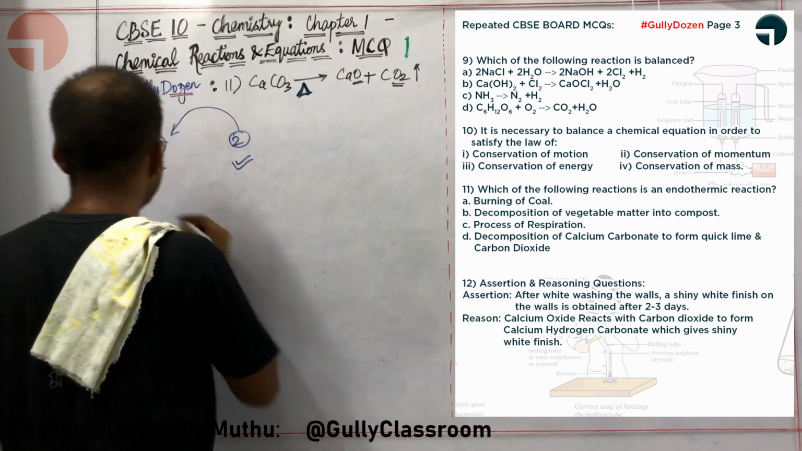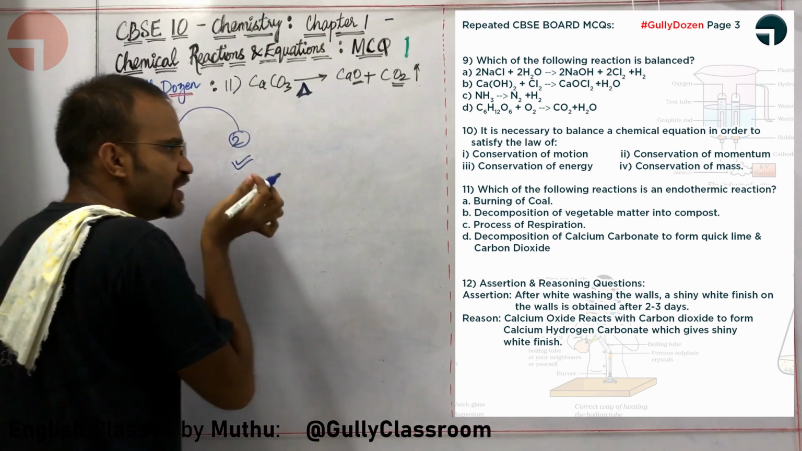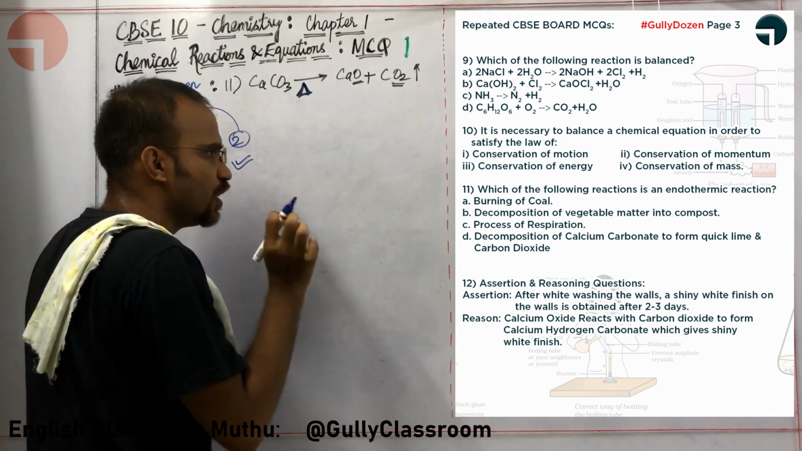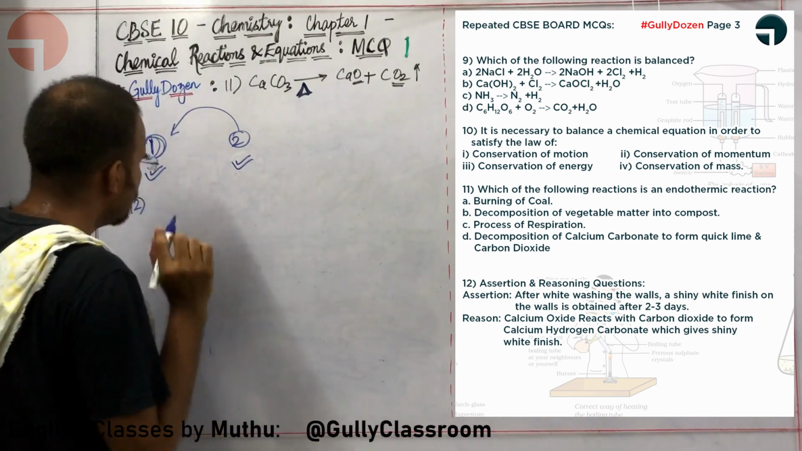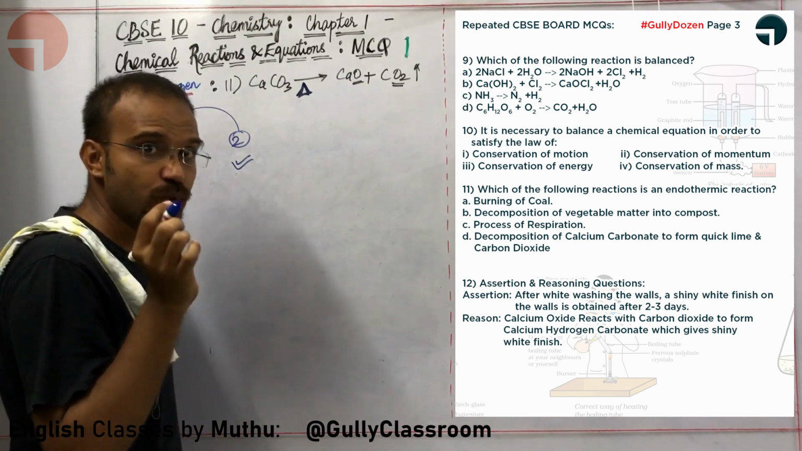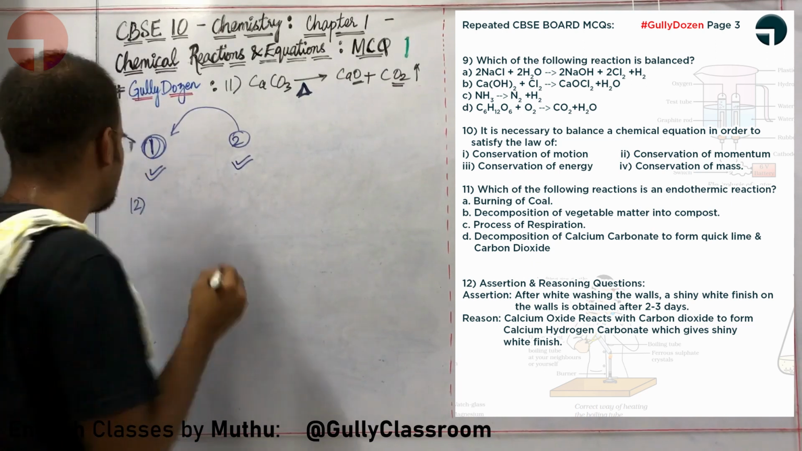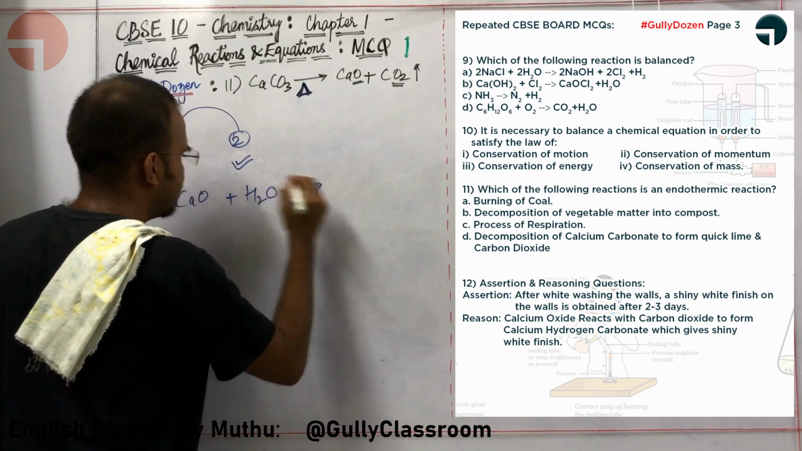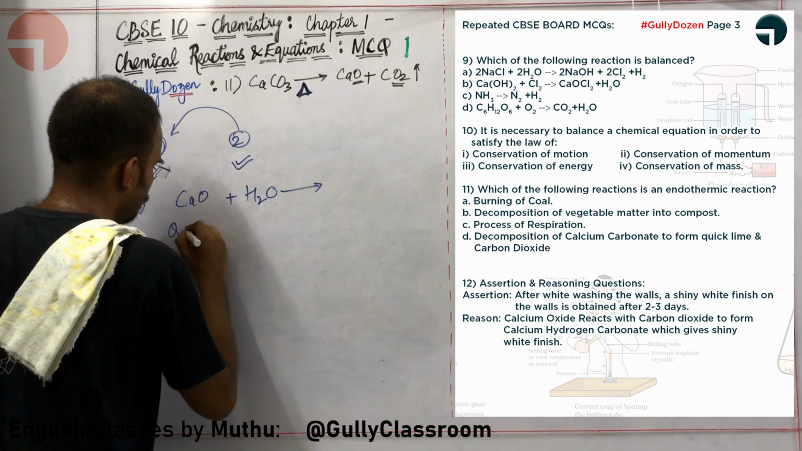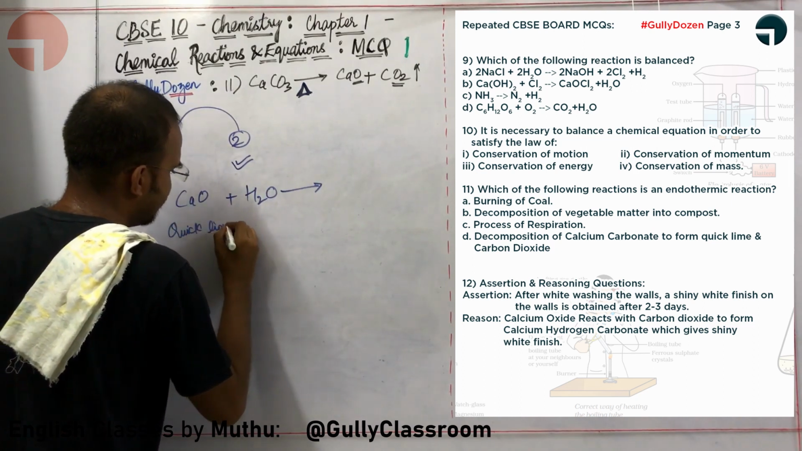Let us go for this particular 12th question. Assertion: after whitewashing the walls, a shiny white finish on the wall is obtained after 2 to 3 days. Okay, what is happening when you are whitewashing? We already saw about Suhana story. You are going to get some quicklime and add it with some water. Okay, so this is your quicklime.